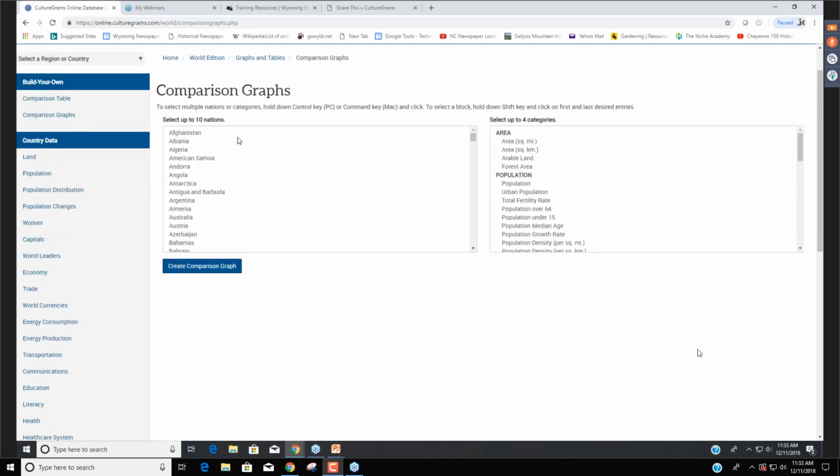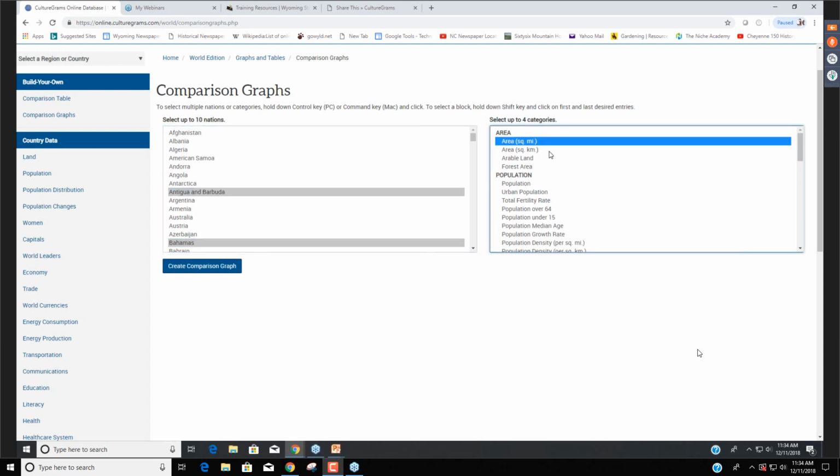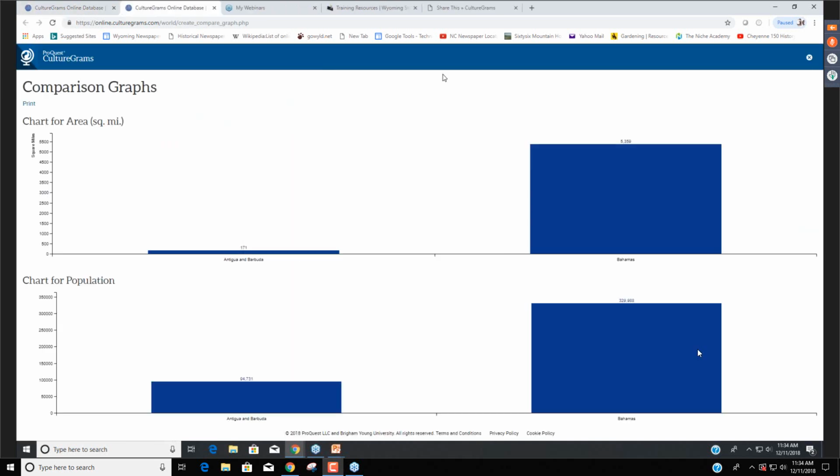Now we can select countries. So I'm just going to select Antigua, and then if I hit the control, I can also do Bahamas. And then I want to look at area in square miles and population. So let's create a comparison graph. And this is a really big difference in those two areas. So it tells me that I've got Antigua and Barbuda and the Bahamas, and I've charted for area and I've charted for population.